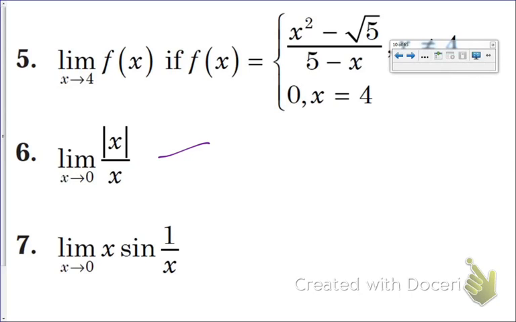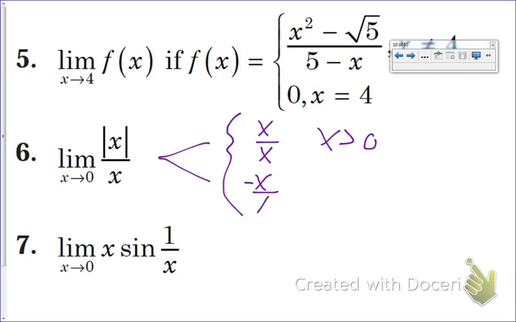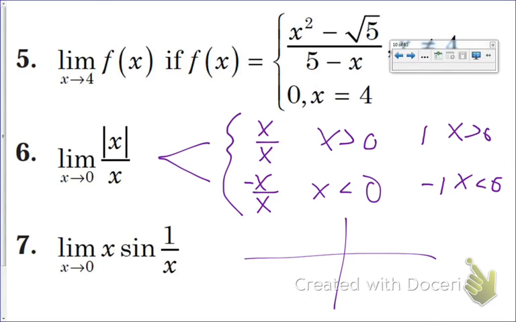So this you could split into a piecewise function and say that it's positive x over x when x is greater than 0, and it's negative x over x when x is less than 0. Remember how we were doing that with the absolute value functions, making it the negative version wherever it was negative, so that it would flip it above the x-axis? So x over x is just 1. So it's 1 when x is greater than 0, and it's negative 1 when x is less than 0. So the function actually looks like this.